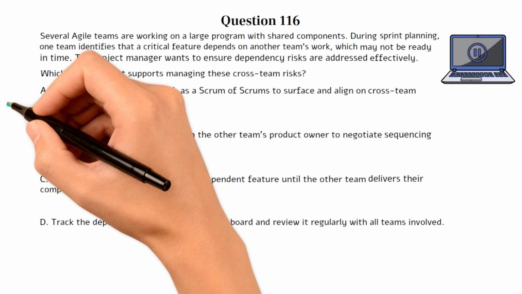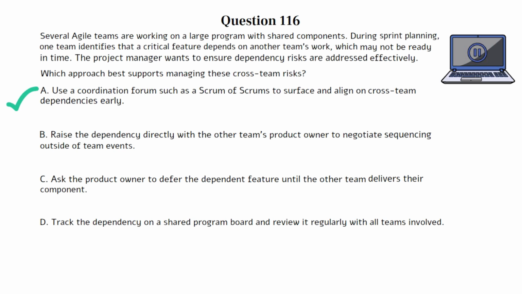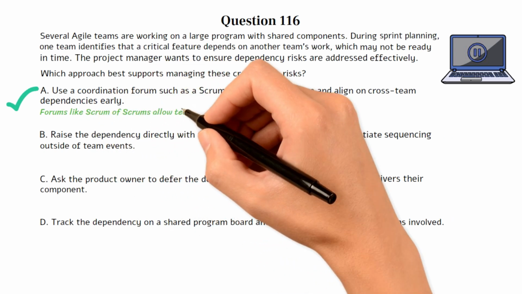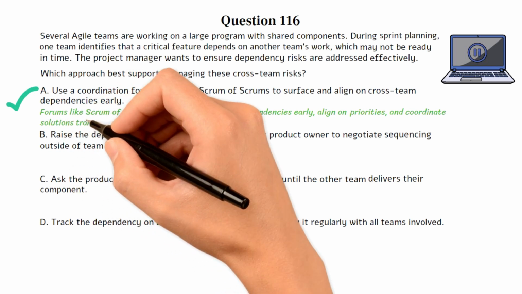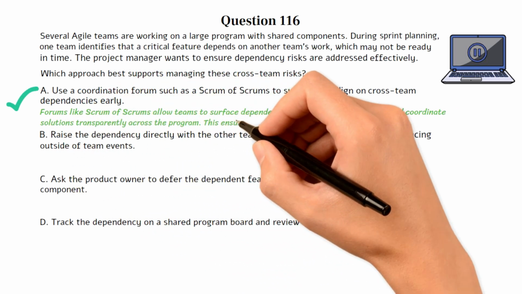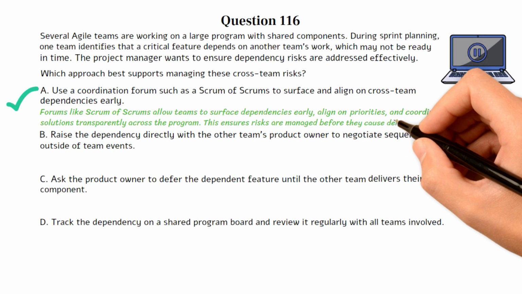The correct answer is A. This question tests your understanding of how Agile programs handle dependency risks. Large initiatives often require multiple teams to coordinate closely, and Agile emphasizes making these dependencies visible and resolving them through structured, collaborative events. Choice A is the best option because forums like Scrum of Scrums allow teams to surface dependencies early, align on priorities, and coordinate solutions transparently across the program. This ensures risks are managed before they cause delays.